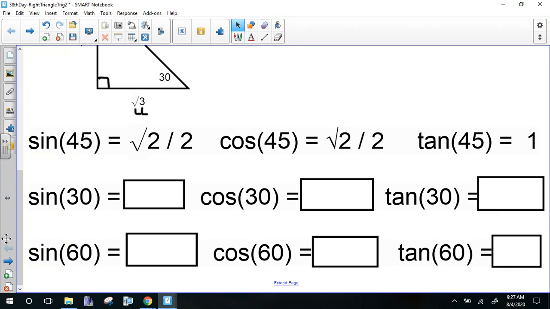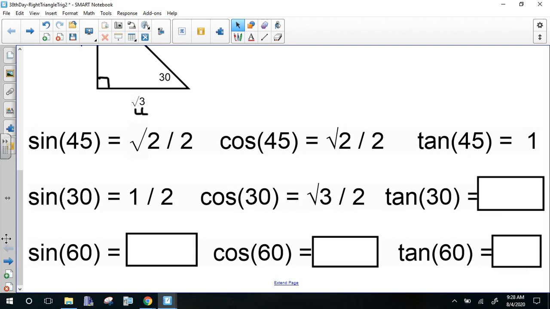Sine of 30, same thing, but we're using the 30, 60, 90. Opposite over hypotenuse, you get 1/2. Cosine's adjacent over hypotenuse, we'll end up with square root of 3 over 2. And if we divide those two, 1/2 divided by square root of 3 over 2, or doing tangent opposite over adjacent, we get square root of 3 over 3 once we multiply by the conjugate.